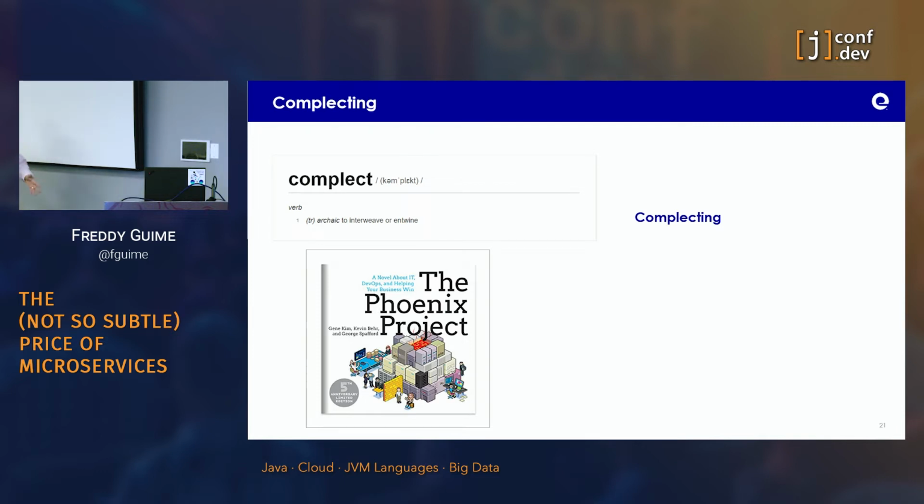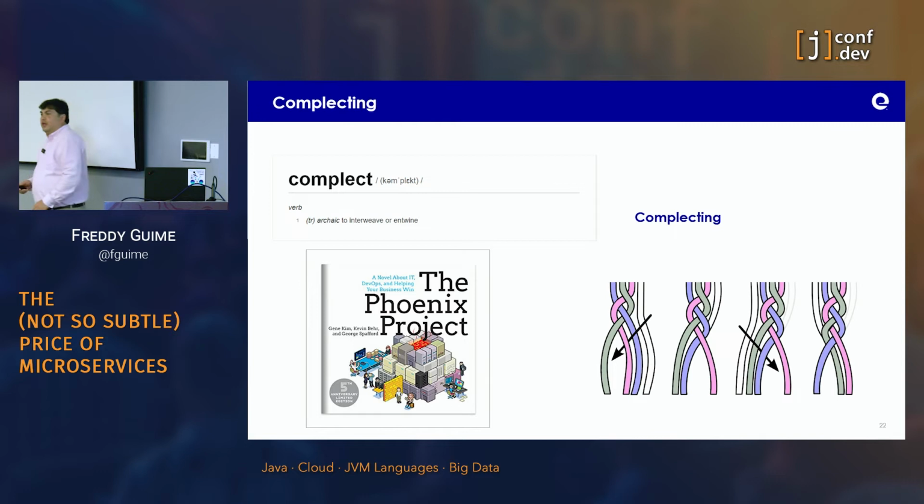The first one is this concept of complecting. By show of hands, who knows either this book or what complecting means? Okay, so this is going to be a fun opportunity. What complecting means is to interweave. The way this looks is, you have one microservice, two microservices, you add a third microservice, and suddenly you need to coordinate these changes on the 3 services before you can deploy or do anything. That's what happens with complecting.